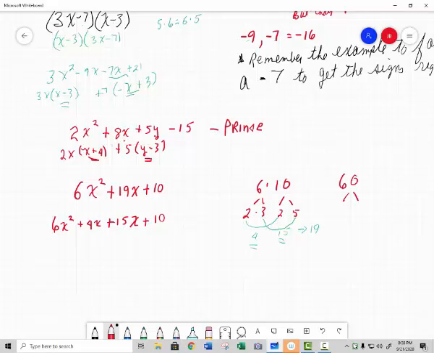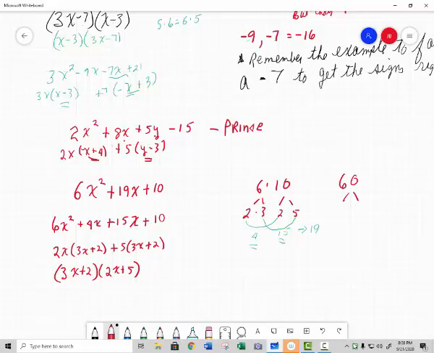I've got a 2 and I've got an x common, so that leaves me 3x plus 2. Looks to me like I got a 5 common here, and it's going to leave me 3x plus 2. And by now you see there's the common factor. I could write that as 3x plus 2 times 2x plus 5.